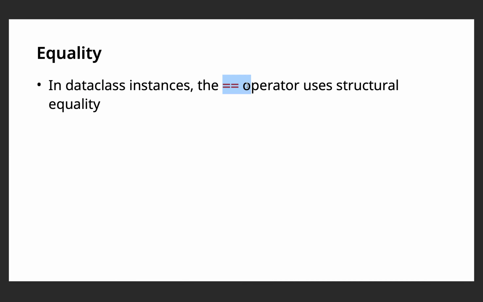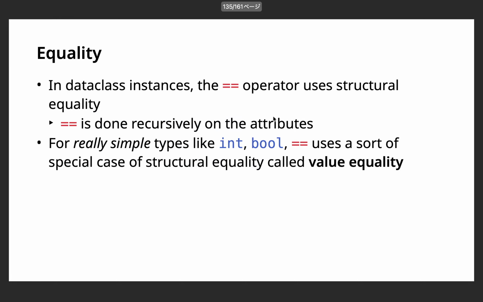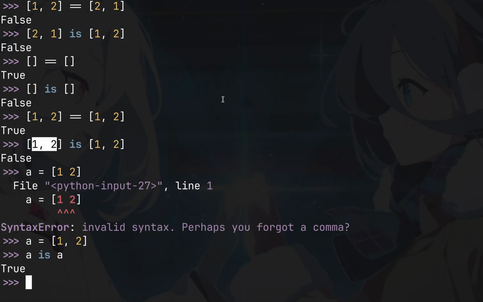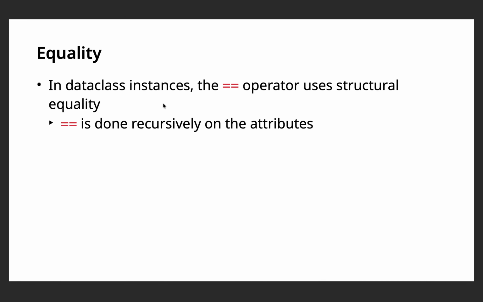Okay, so for data classes, let's go back to data classes. The double equals uses structural equality. Okay, and this double equals is also done recursively on the attributes. So if you're comparing two data classes, let's say point x is 3, y is 5, and point y is 5, x is 3, if we compare these two points over here, then they have the same structure, they have the same fields, and those fields have the same value. So they are structurally equal.